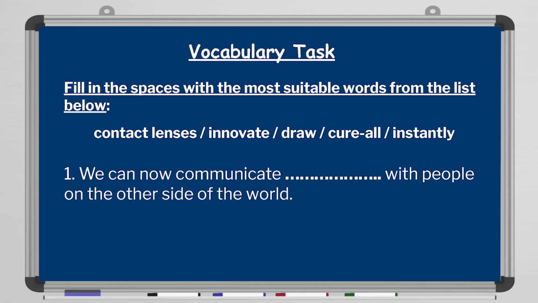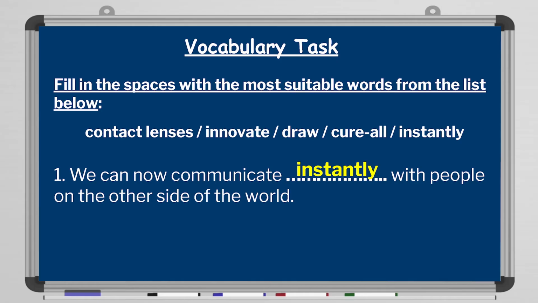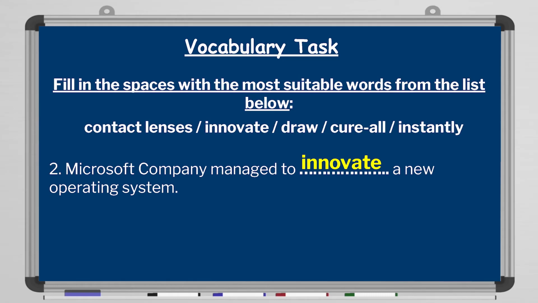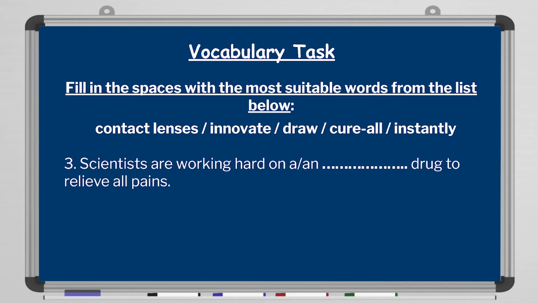Sentence number 1. We can now communicate blank with people on the other side of the world. What word are we going to use here? Instantly. Excellent job. Now let's move on to the second sentence. Microsoft's company managed to blank a new operating system. They managed to do what? Innovate. Excellent job. Now sentence number 3.